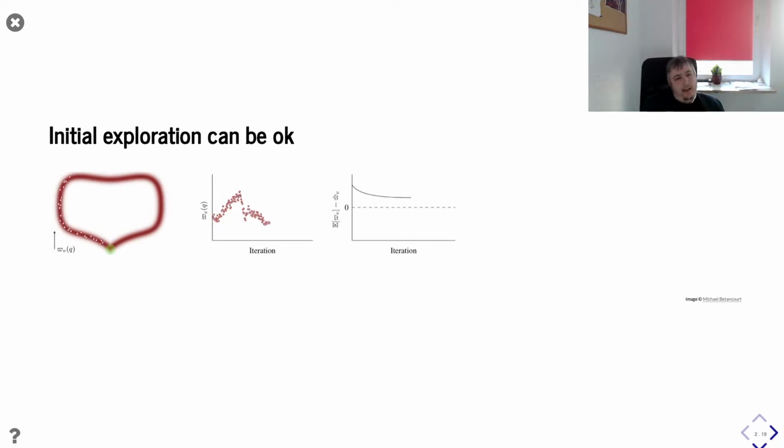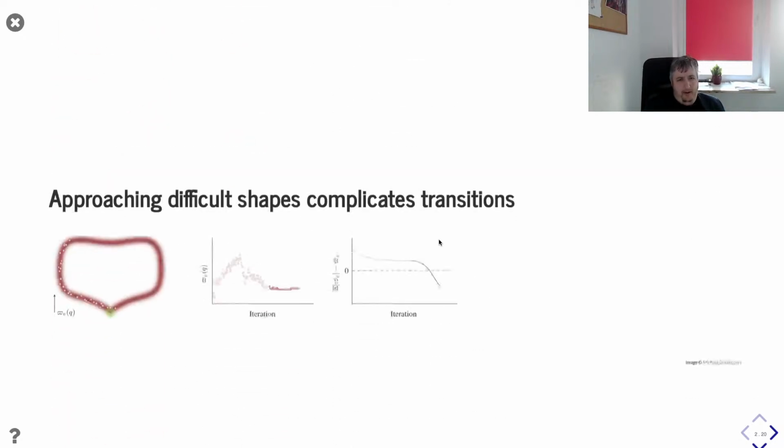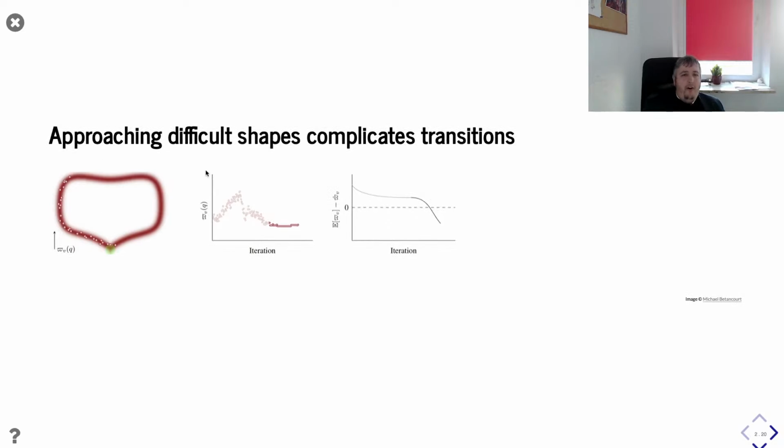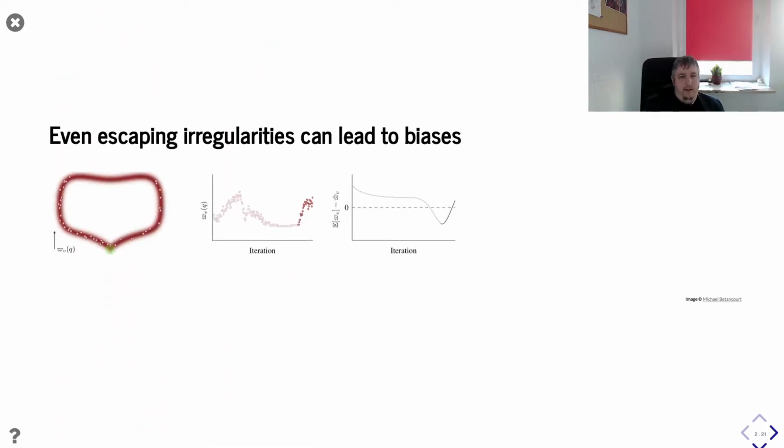And unfortunately, it can happen that our initial exploration will be rather okay and nothing bad will happen, but complicated shapes might cause a situation where the samples from our Markov chain are constrained by the shape here. So they will all be located in this difficult place and it will introduce biases, which, even if we leave this complicated area, we still have a biased estimate.